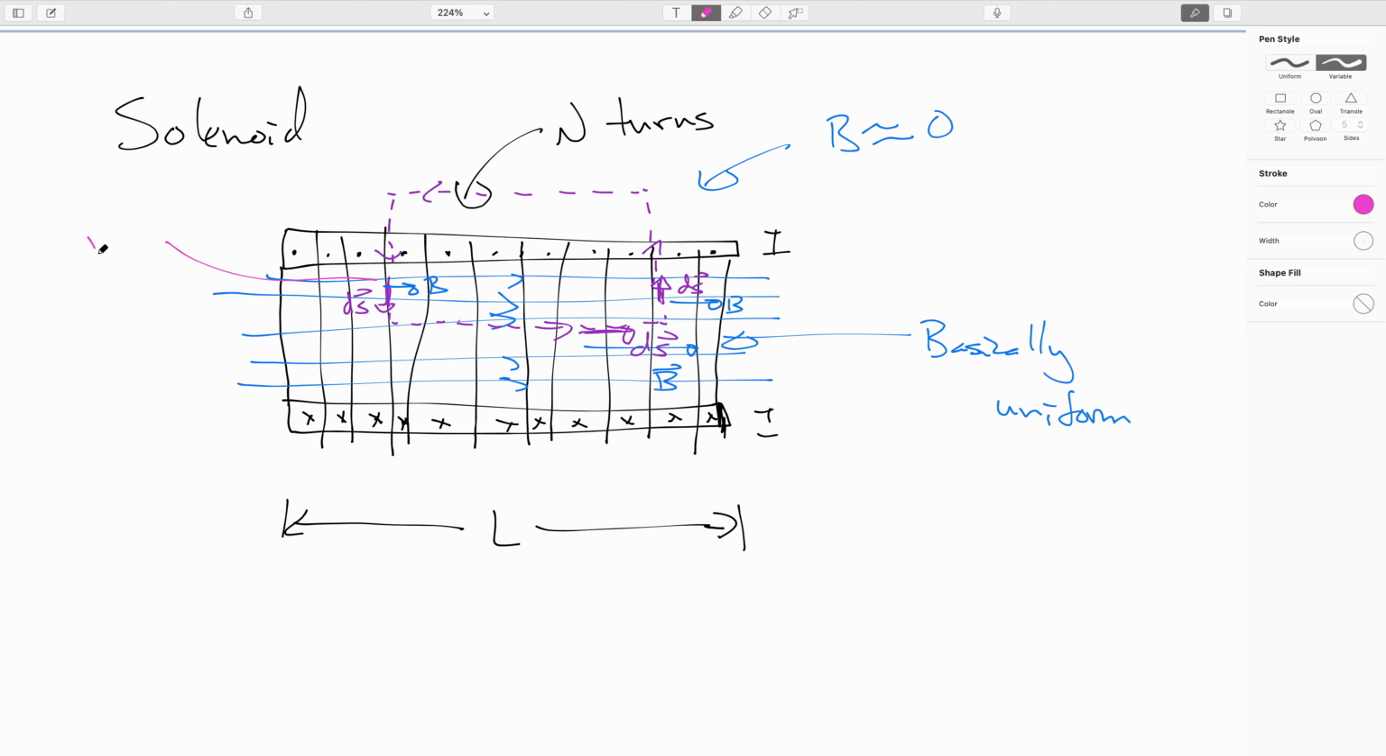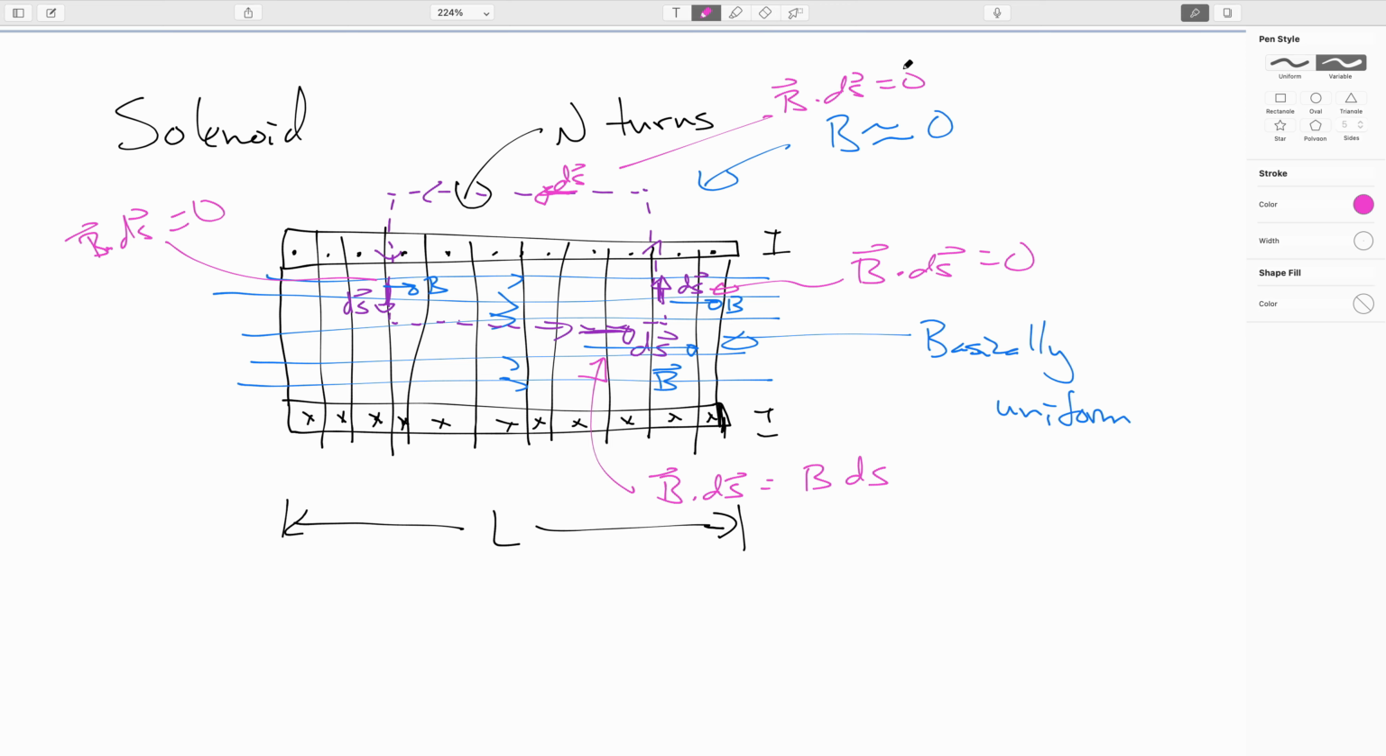So for this chunk of path here, B dot ds is equal to zero because it's a right angle. And same deal here, because it's a right angle, B dot ds is equal to zero. Here, because the two are parallel, B dot ds is equal to just plain B ds. Now here, because the magnetic field is just plain zero, B dot ds is going to be zero just because you are dotting zero into something. You times something by zero, you get zero. Yeah, I know, that's really profound.